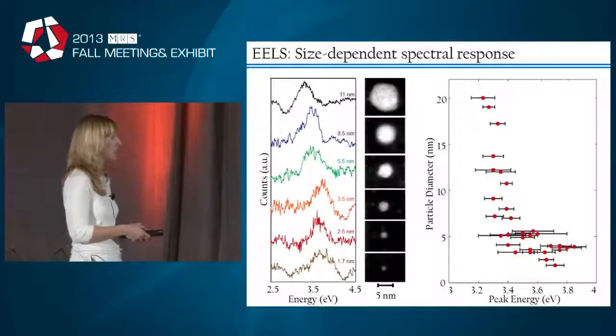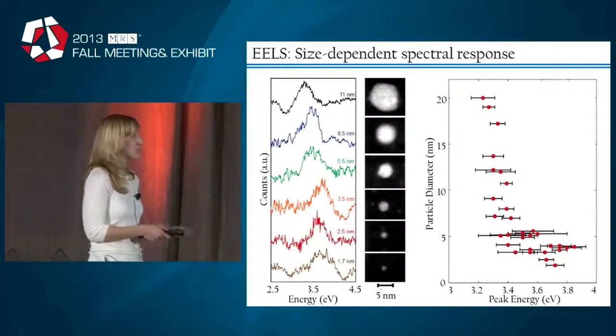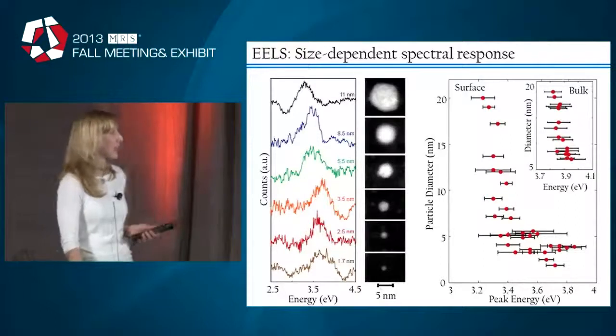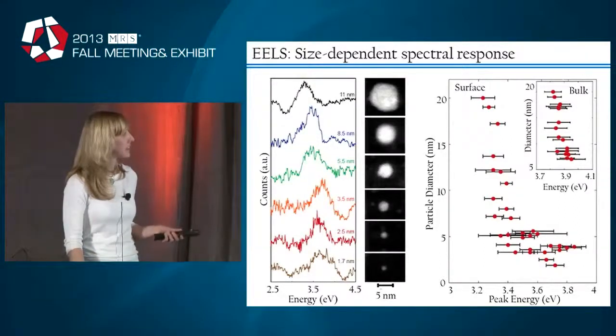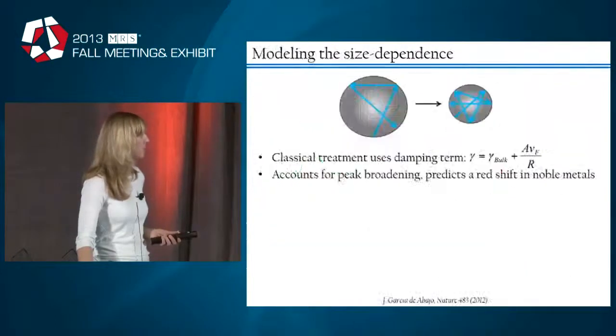nanometers down to about 1 nanometer. We noticed a blue shift particularly for particles smaller than 5 nanometers in diameter, where there is a shift of about half an electron volt. We also see such a shift for the bulk plasmon resonance. In this case, the magnitude is a bit smaller, though, about 0.1 or so electron volts.